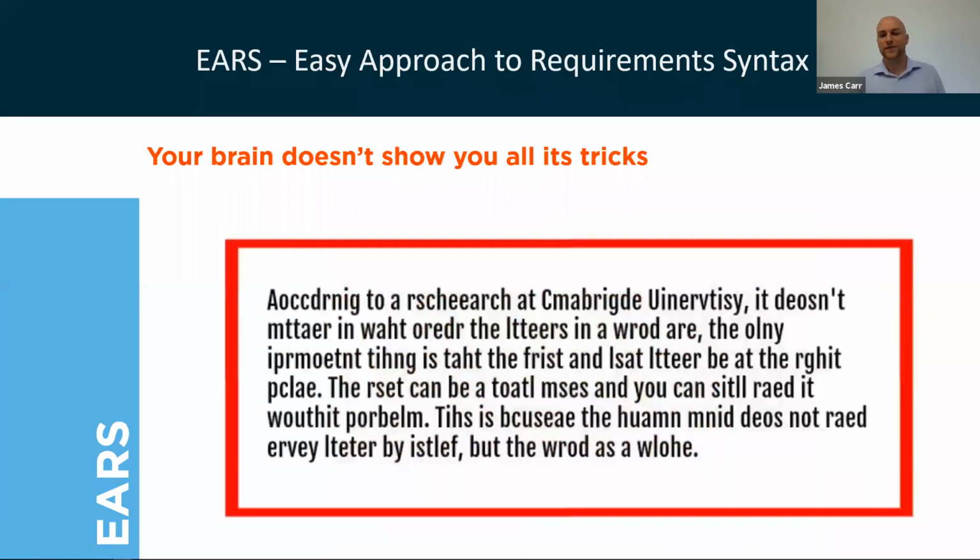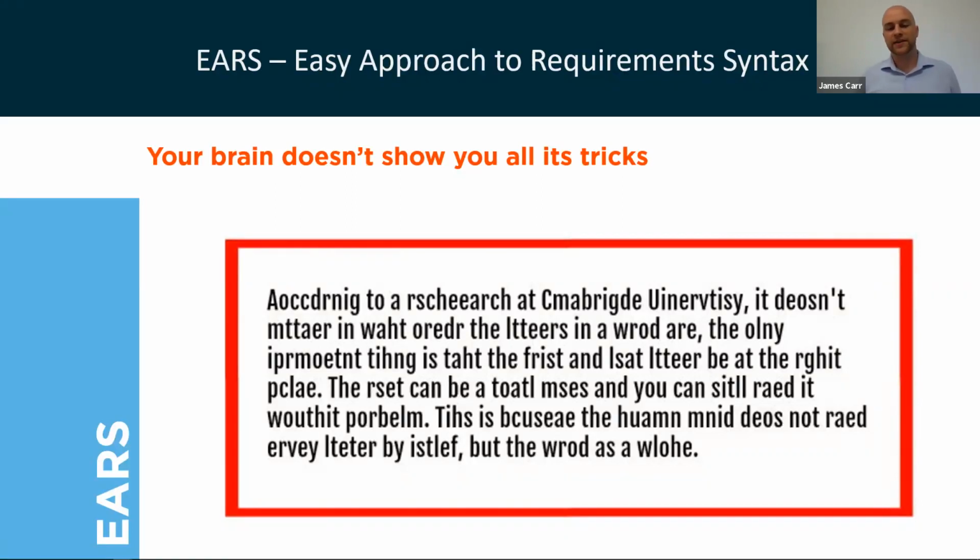This has been going around for a long time. Again, these tricks that your brains can play, you can just read that sentence. I'll read part of that paragraph out loud, but it says, according to research at Cambridge University, it doesn't matter in what order the letters in a word are. The only important thing is that the first and last letter be at the right place. The rest can be a total mess and you can still read it without a problem. This is because the human mind does not read every letter by itself, but the word as a whole.